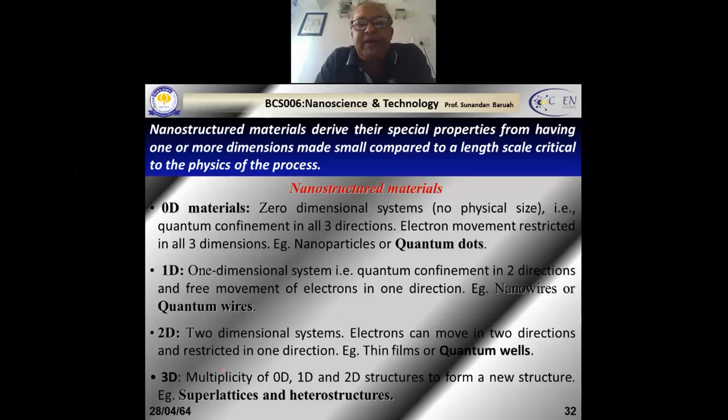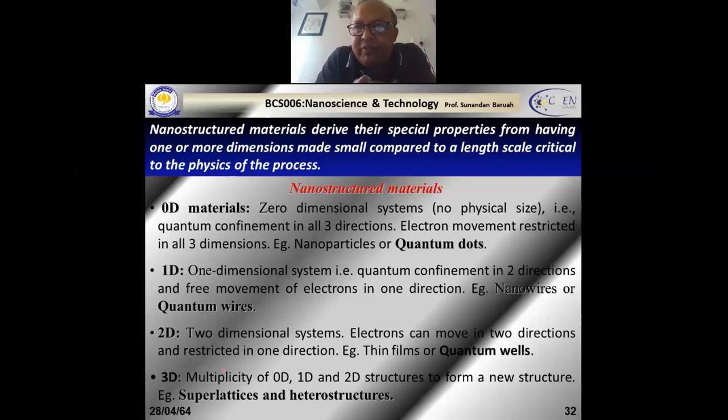So zero dimensional means that in all three dimensions there is quantum confinement, which means the electrons are not allowed to move. Okay, I'll again have to explain that. I will put in some physics later. I don't want to frighten you with a lot of physics initially, but think about the situation that the electrons are in constant random motion, and this motion can happen in three dimensions.